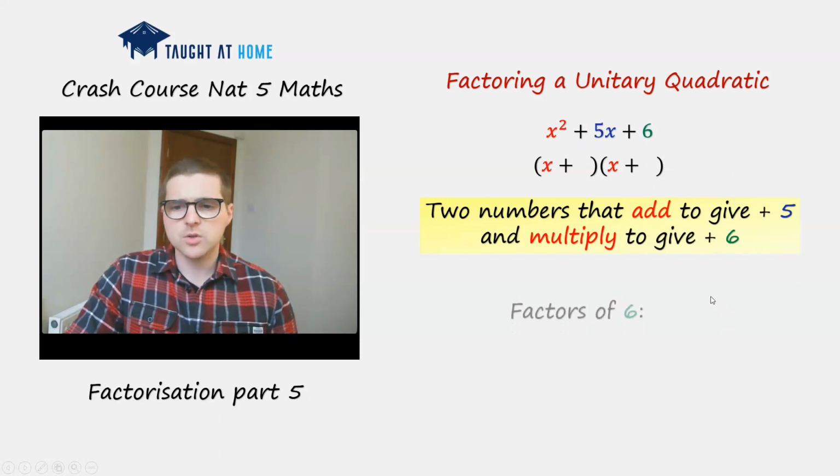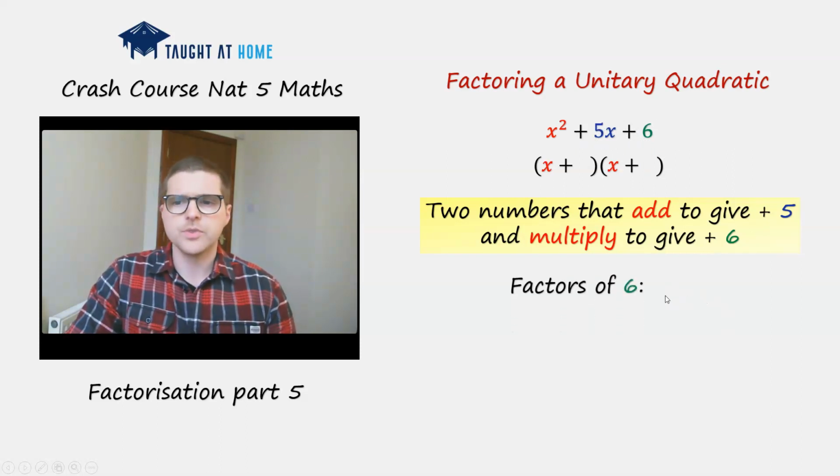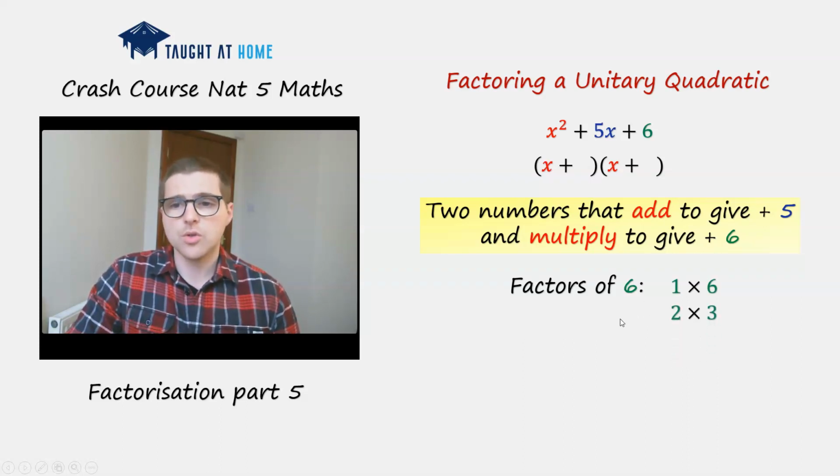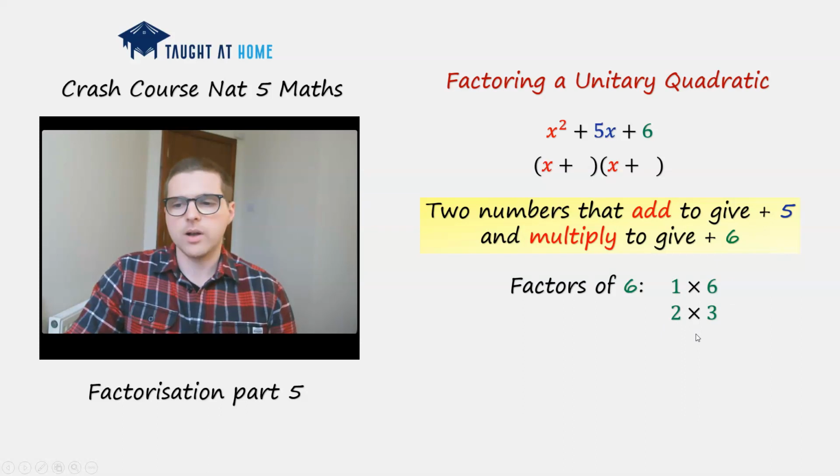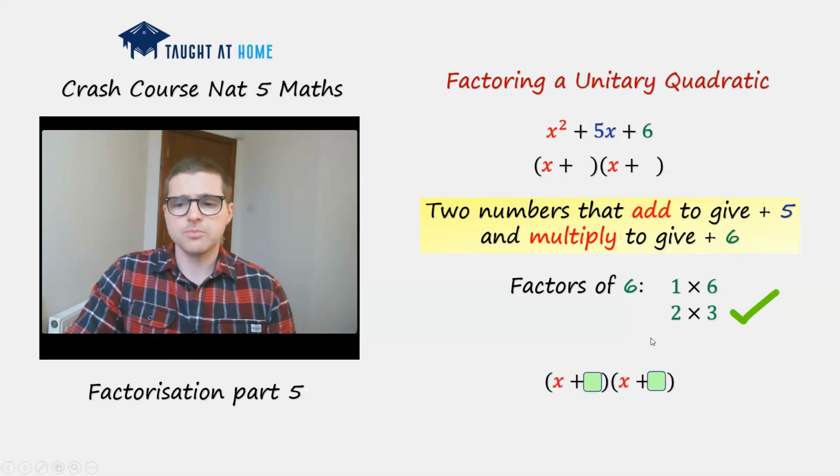So the first thing to do is we'll look at the factors of 6. What two numbers multiply to give 6? Well, we've got 1 times 6 and we've also got 2 times 3. So which of these pairs add up to give 5? Well, it's the second one here, 2 times 3. So these are the two numbers that we use for the brackets. So we have x plus 2 and x plus 3. Or we could have x plus 3 and x plus 2.